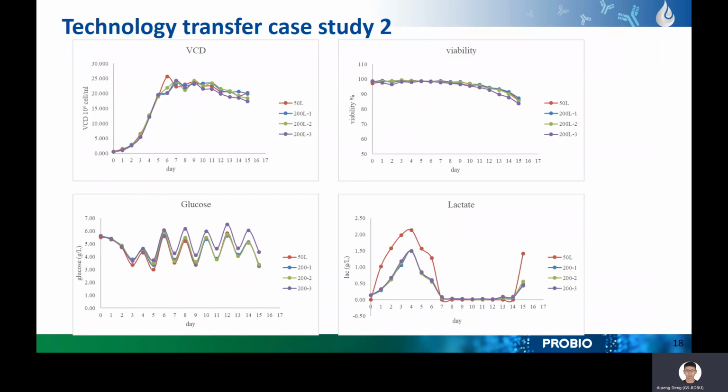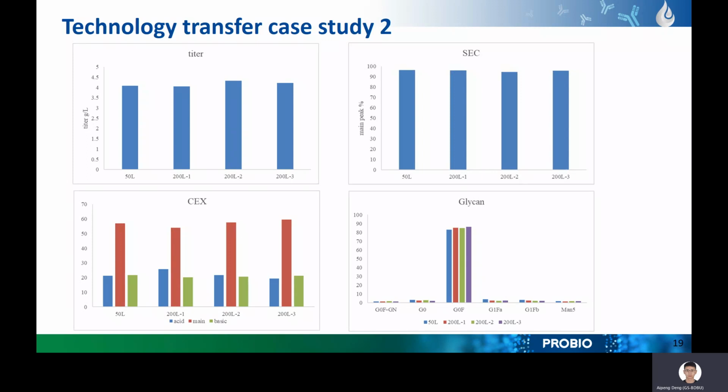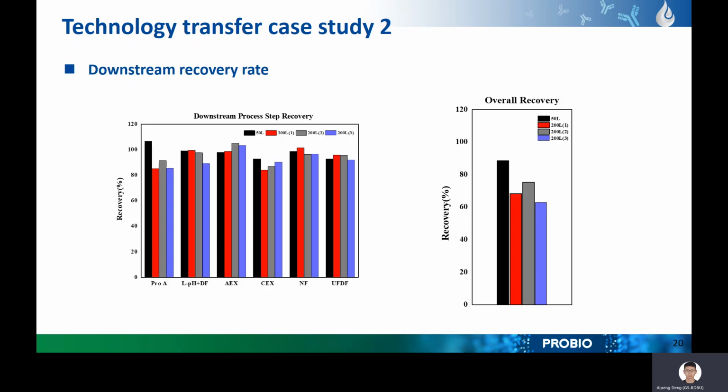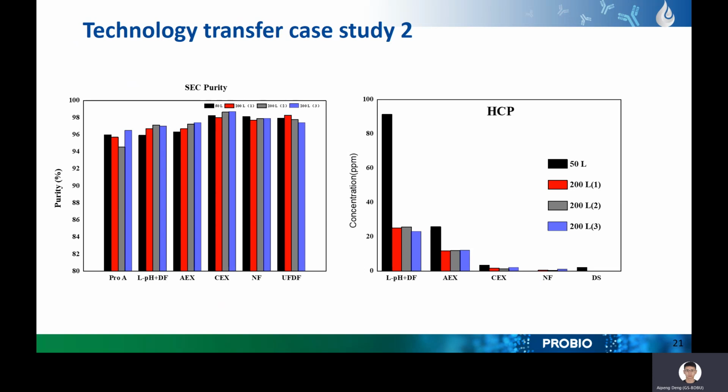Case 2 is a monoclonal antibody, which was transferred to a new factory. We can see from the pictures, the cell growth, metabolism, titer, and the product quality are constant in different batches, and they are comparable with small scale. In downstream, the recovery rate of each unit is similar, and from the SEC results and the HCP residue, we think the purity is also comparable.